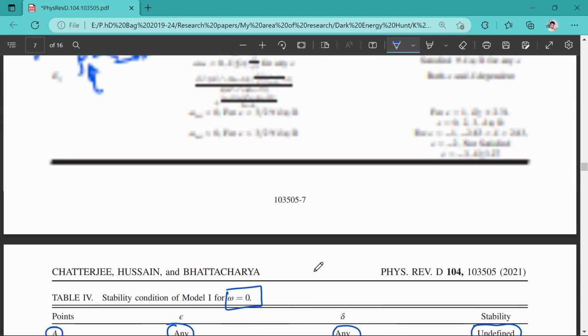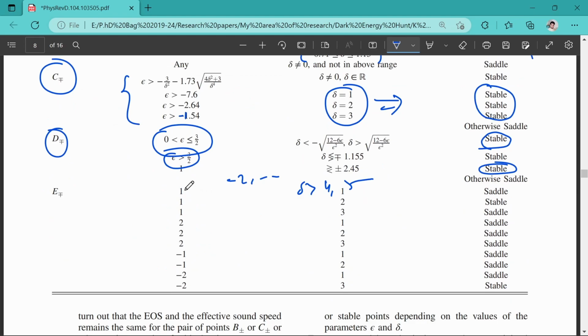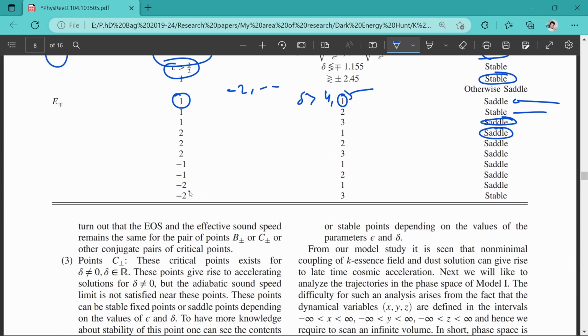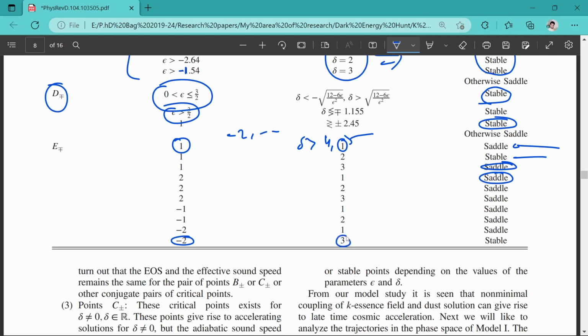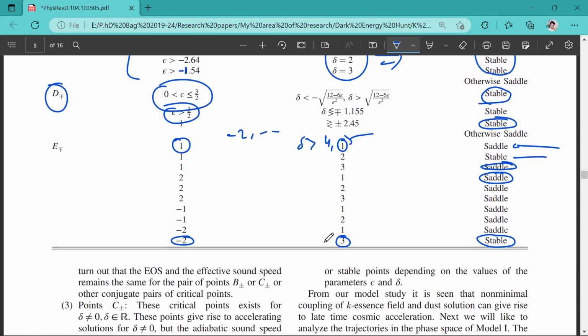Okay, now for E minus plus, because it depends on delta and epsilon, here we have taken epsilon and delta is 1, and the behavior could be saddle, and for 1 and 2 it is stable, then 1 and 3 it becomes saddle, saddle, saddle. And then if you take the negative sign of epsilon, then again it will give you the stable kind of thing. So it is a very interesting thing that this point can become stable. It will play a different kind of dynamics here.